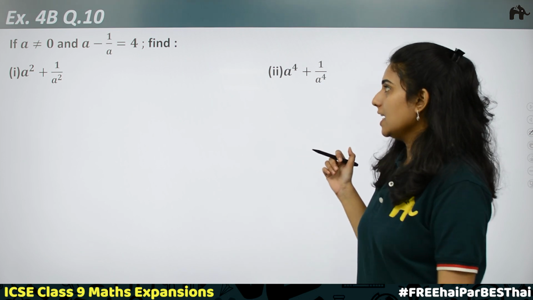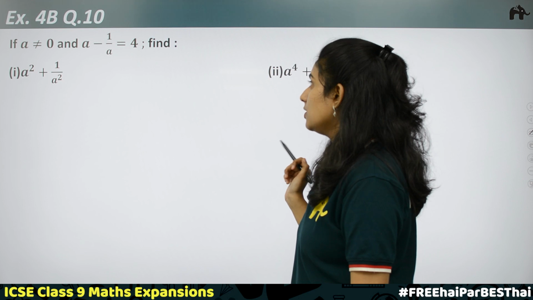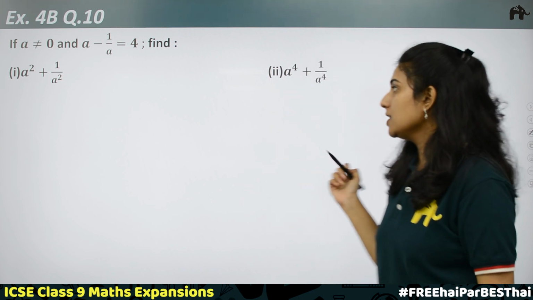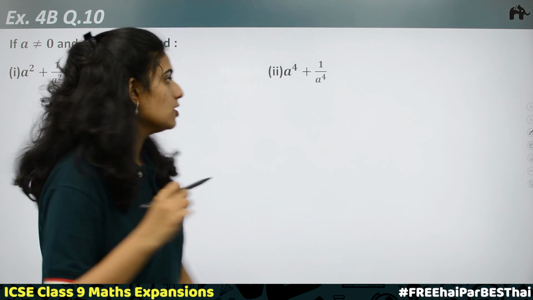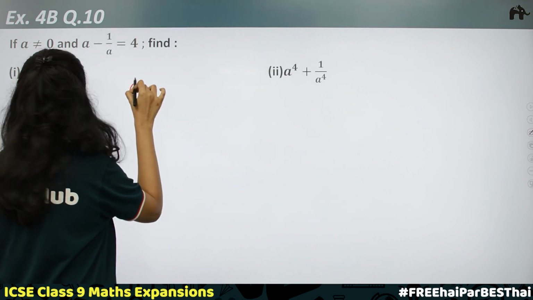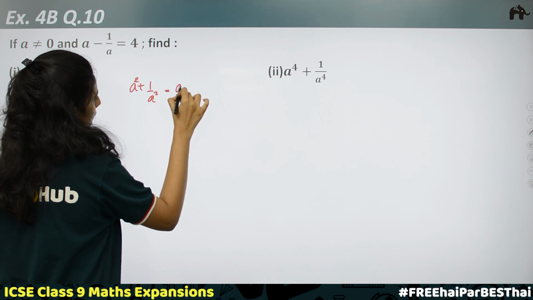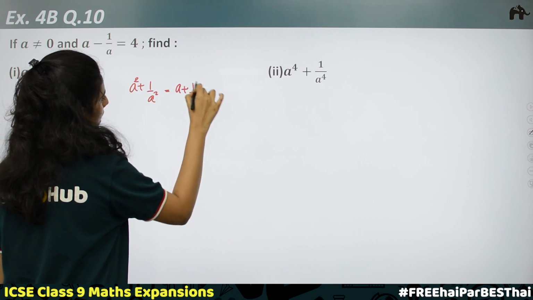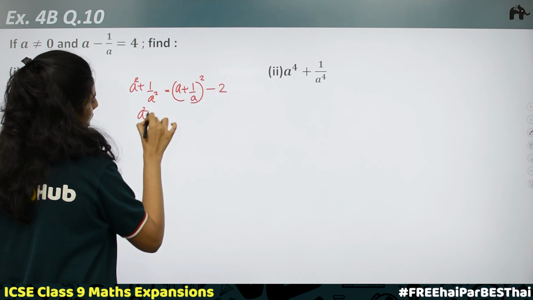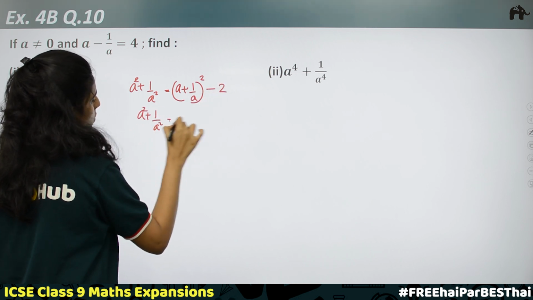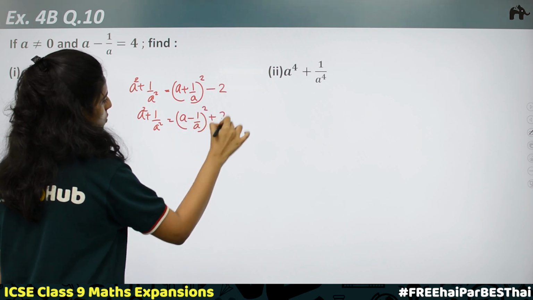Question 10 of exercise 4b. If a not equal to 0 and a minus 1 by a is equal to 4, find a square plus 1 by a square and a raised to 4 plus 1 by a raised to 4. First, to find a square plus 1 by a square, we have a formula. That is a plus 1 by a whole square minus 2, or a square plus 1 by a square is equal to a minus 1 by a whole square plus 2.